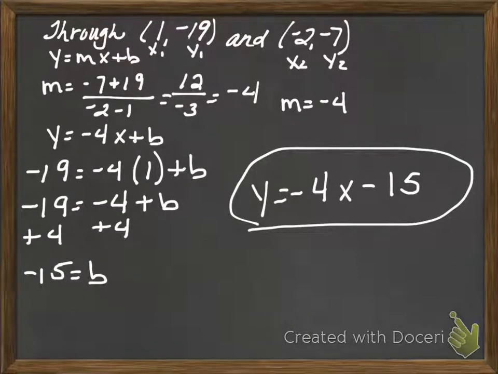All right, and here is the solution to that. You should have gotten y equals negative 4x minus 15. If you have any questions, feel free to ask one of your table mates, ask a teacher, and once you're done with this, go ahead and move on.